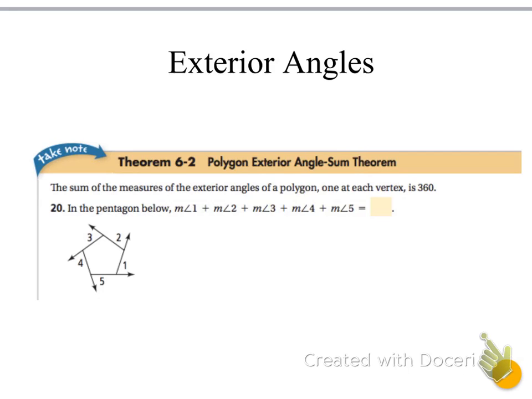Okay, my last thing we're learning is exterior angles. Whenever I add exterior angles, so angles that sit on the outside, so angle 1 sits on the outside of my polygon, 2 is on the outside, 3, 4, 5. If I add all of those angles, it will always equal 360 degrees. Outside angles always equal 360.